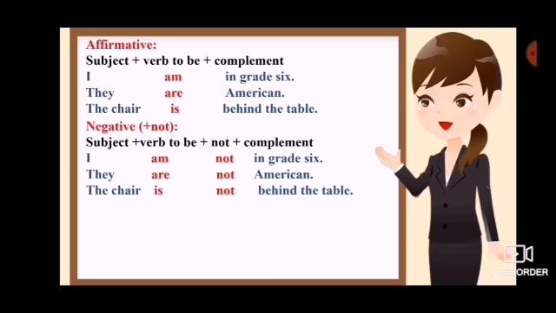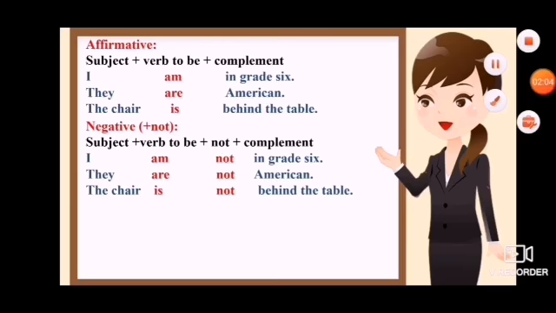It was in the positive form. In the affirmative form, I am in grade 6. In the negative form, it becomes I am not in grade 6. The second example, it was they are American in the affirmative form. In the negative form, it becomes they are not American. We added not after the verb to be. The same as the third example, the chair is behind the table in the affirmative form. In the negative form, we added not after the verb to be. It becomes the chair is not behind the table.